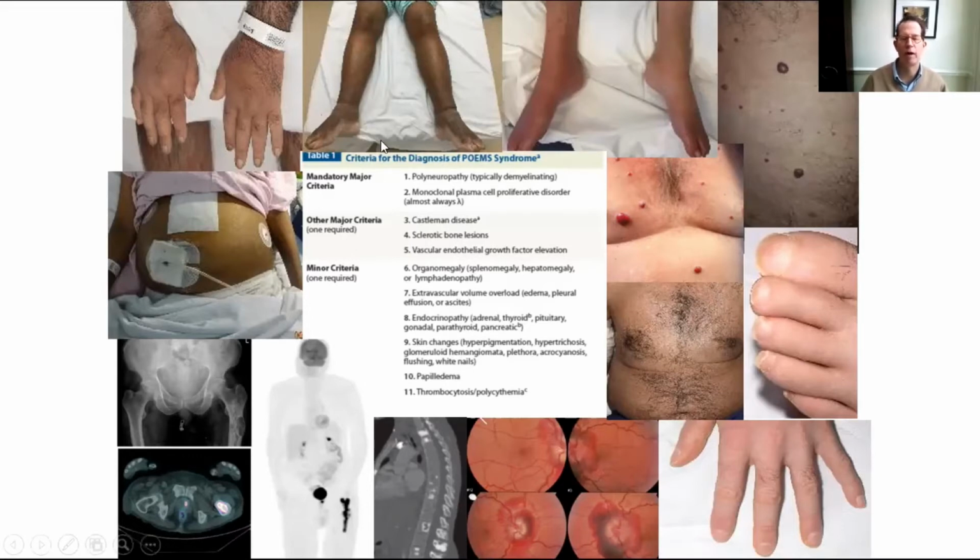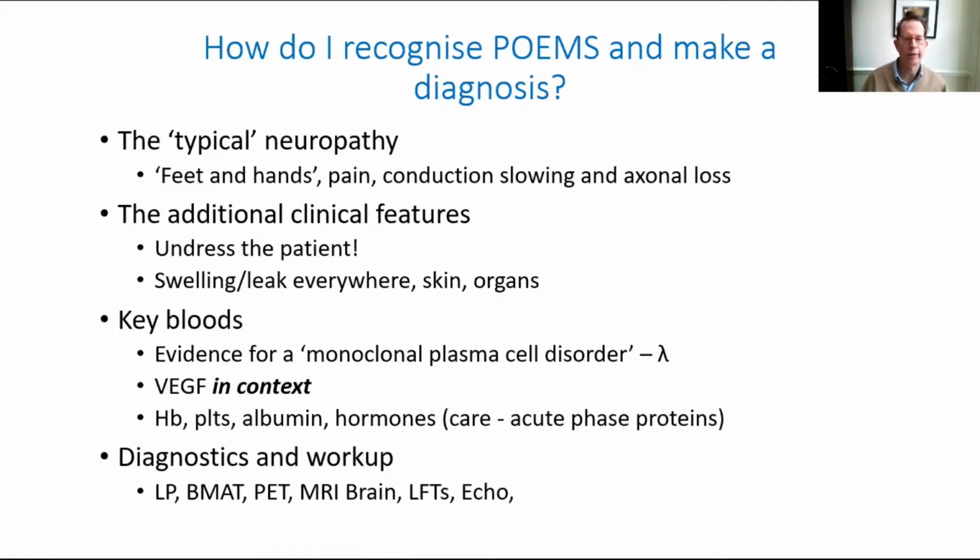The features of POEMS syndrome are noted in the middle here, and you need the typical neuropathy with a monoclonal plasma cell disorder, and then Castleman's, a sclerotic bone lesion, and a VEGF with some other minor criteria to make the diagnosis.